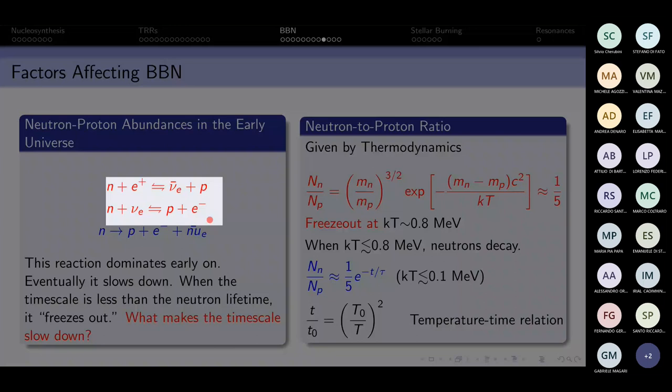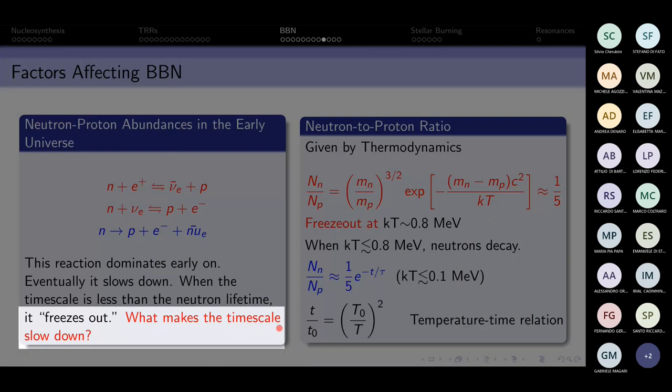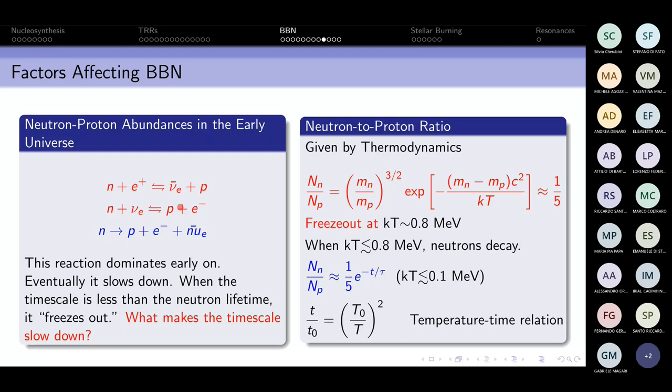Eventually, those reactions do what we call freezing out. You hear that a lot in astrophysics. A reaction freezes out. It means it just doesn't really happen anymore, or it's exceeded by other reactions. What makes the timescale for these reactions slow down? Temperature and density. Yep, the density is getting lower. You don't have too many neutrons and electrons close to each other, and those reactions slow down.